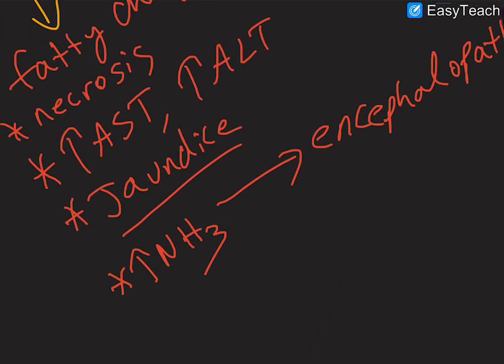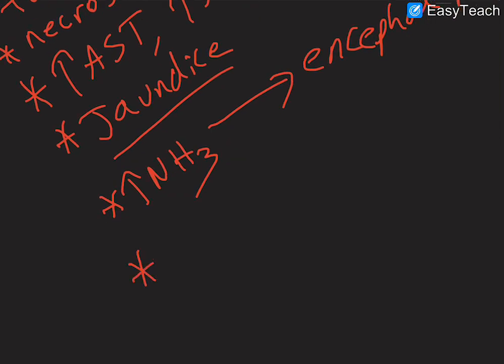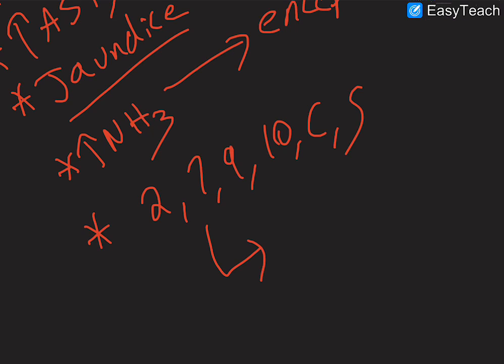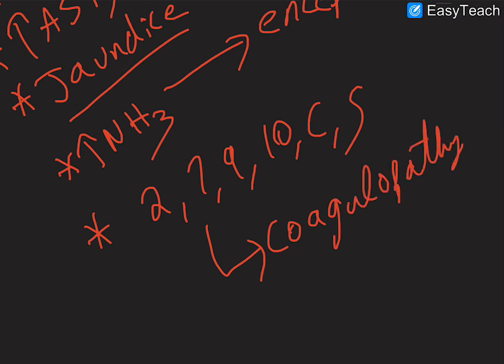And then also remember that because you have liver failure, your liver makes certain coagulation factors like factor 2, 7, 9, 10, and then protein C and protein S. So obviously, if you're not making coagulation factors because your liver is failing, then that can lead to a coagulopathy. Okay, so it's important to keep that in mind also.